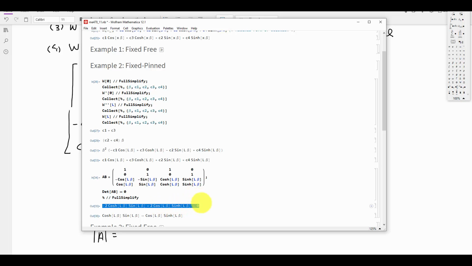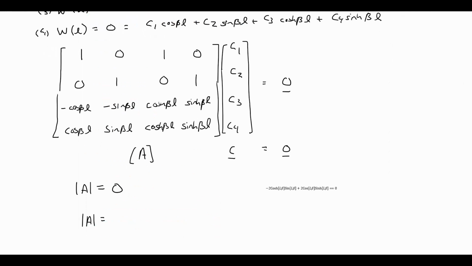I could put this right into MATLAB and find the betas that make this true. However, I want to simplify it a little bit to give MATLAB an easier time trying to find the betas that set the left-hand side equal to 0. So I'll transcribe that determinant directly out of Mathematica, and then modify it a little bit. So: cosh beta L sine beta L plus 2 cosine beta L sinh beta L, and that must be 0.